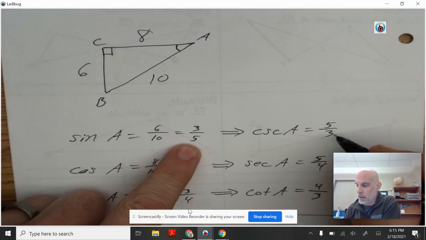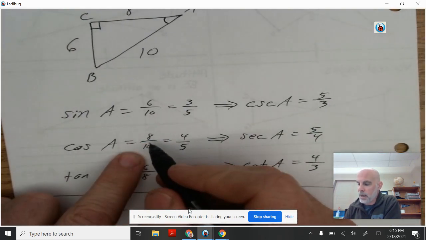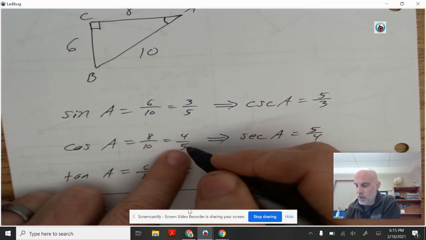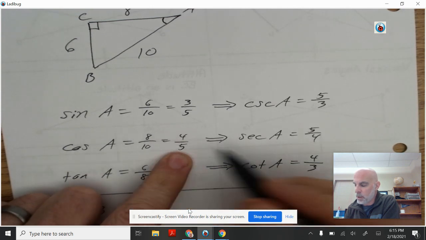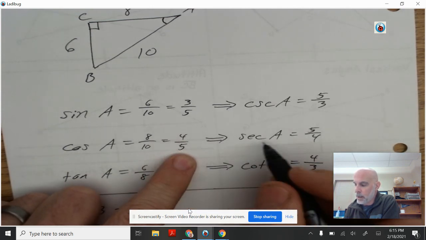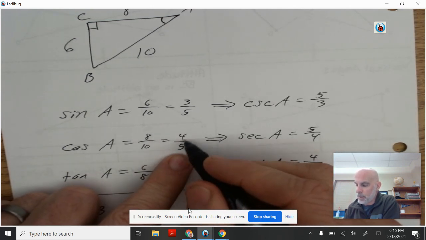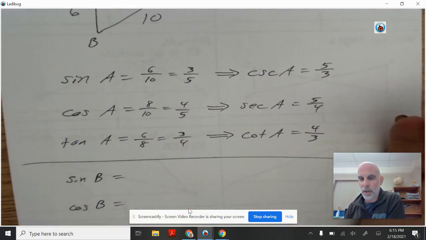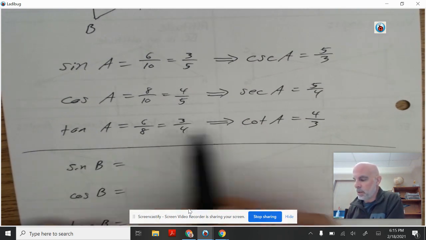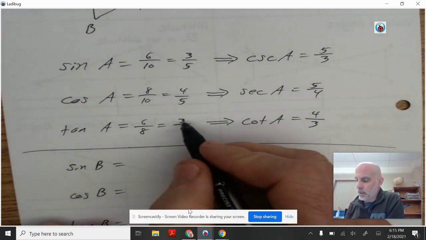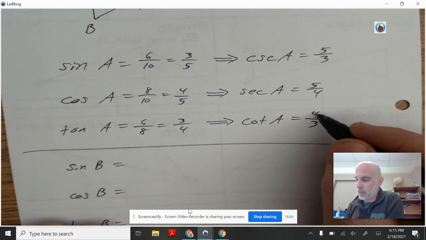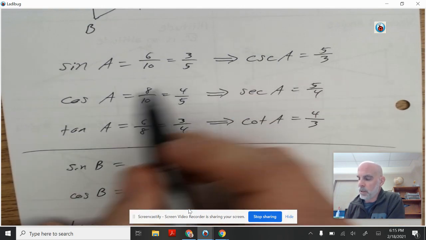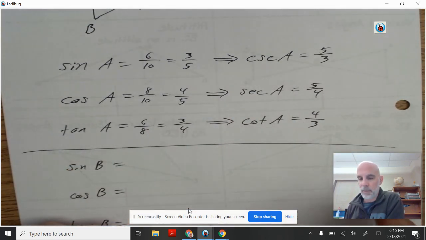That's your answer. The cosine of A will be adjacent over hypotenuse, 8 over 10, which reduces to 4 over 5. But that means the secant, because these two are reciprocals of each other, would be this flipped upside down. So you just have to remember which ones are reciprocals of which. It's easy to remember the tangent and cotangent. They're reciprocals of each other. So the answer here was 3/4, but then the cotangent would be 4/3. Sine and cosecant are reciprocals of each other, and cosine and secant are reciprocals of each other.